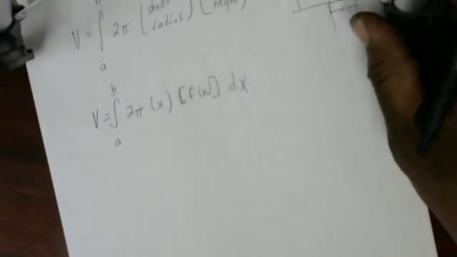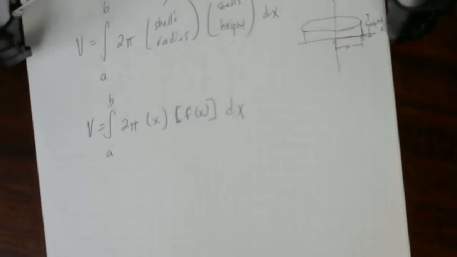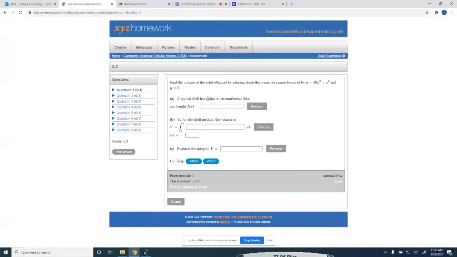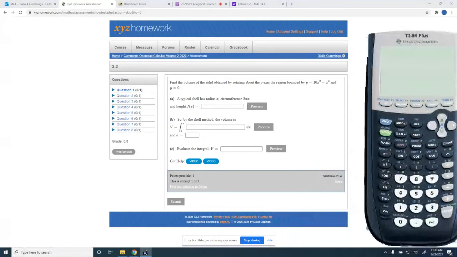All right, so you need to know your limits and you need to know the function. So let's take a look at our problem. I'm going to switch screens here for a second. We're given the function y is equal to 10x squared minus x cubed, and we're rotating this about the y-axis, and y equals 0.